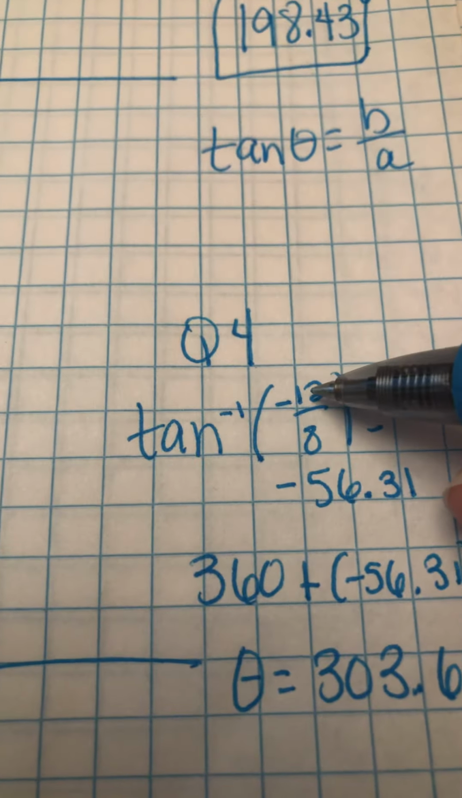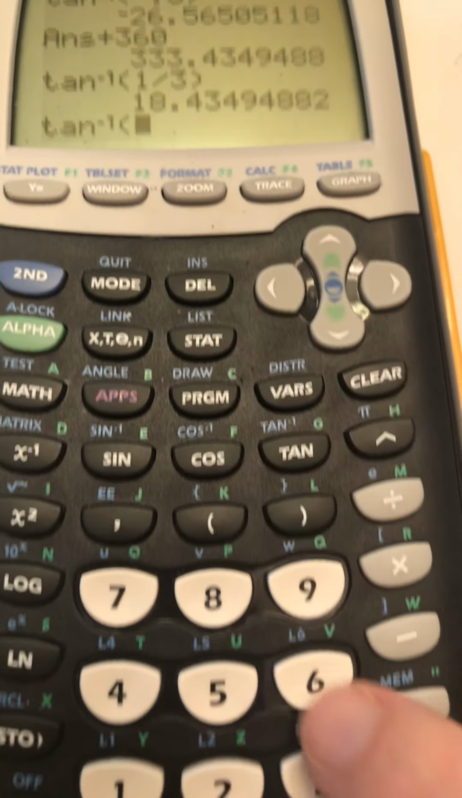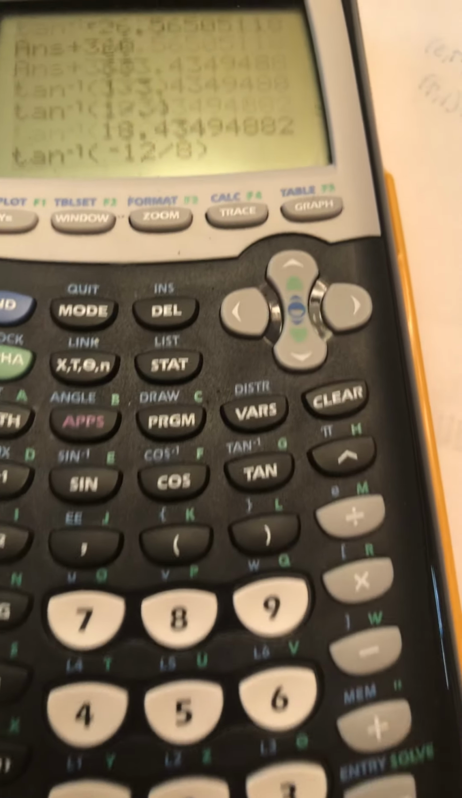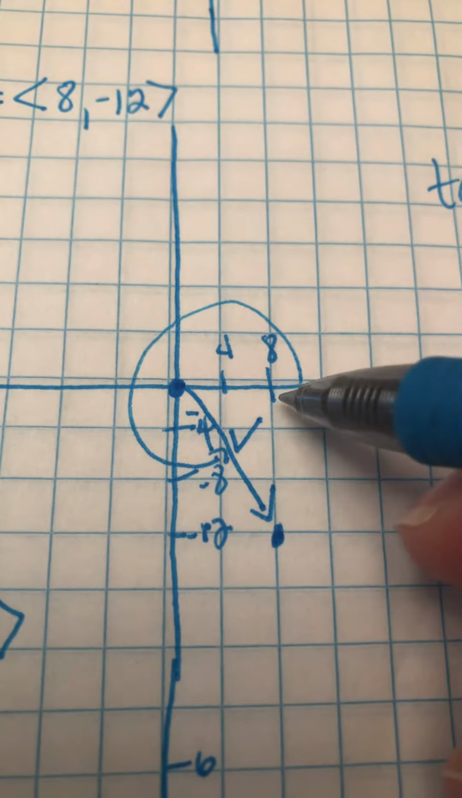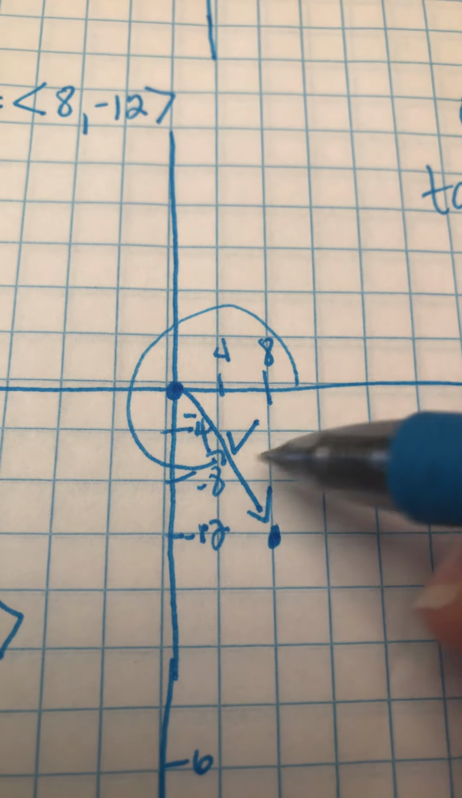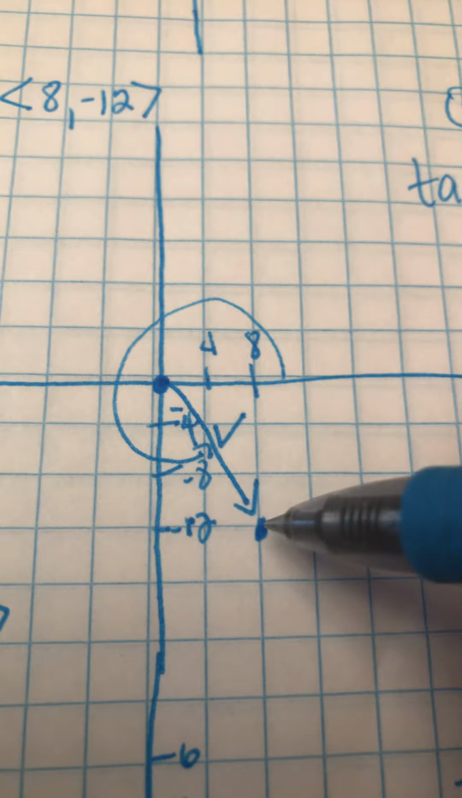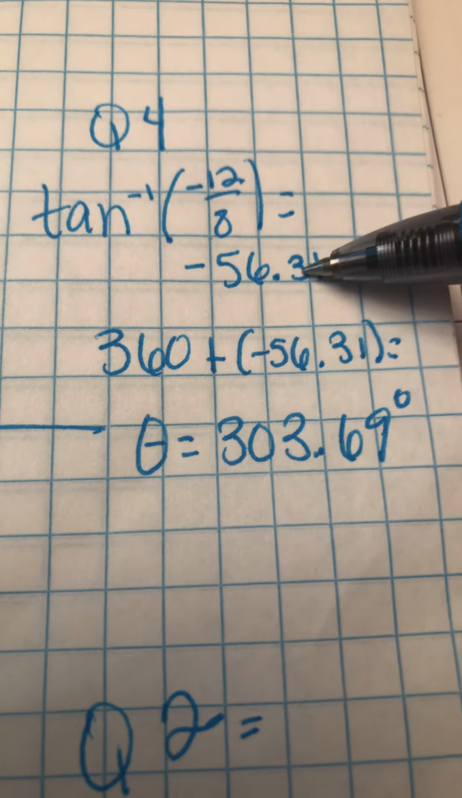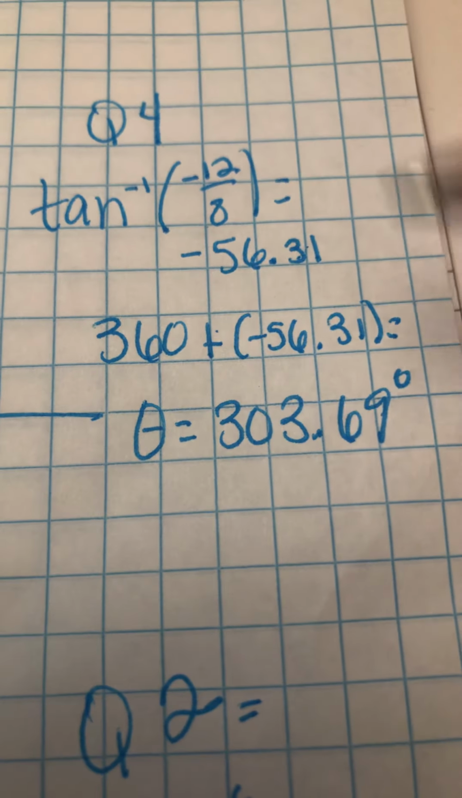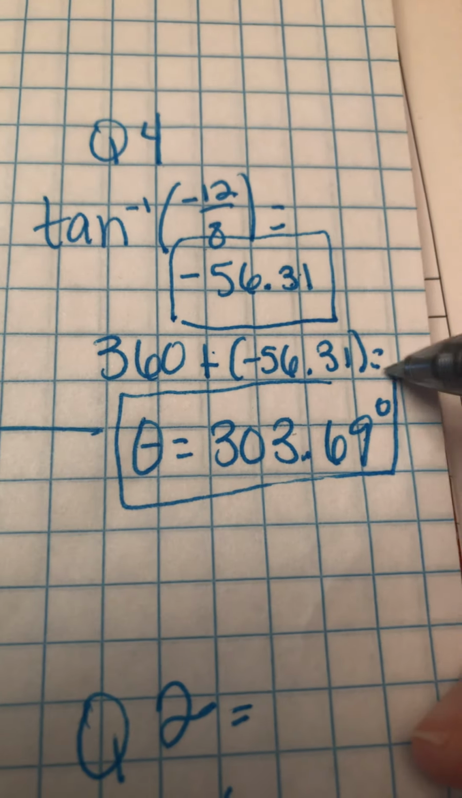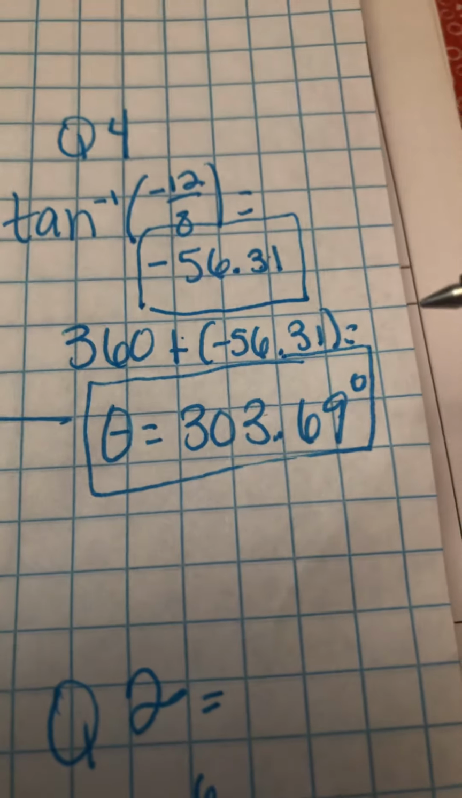Now, when I do b over a, I have -12 over 8. So when we go over here and do second tan of -12 over 8, you see we get a negative value, okay? What's that negative value about? That -56 is going in a clockwise direction instead of counterclockwise. So what we have to do when we have a terminal point in the fourth quadrant is take whatever we get, which will be a negative value, and add it to 360 degrees to change this negative angle into a positive angle. That's the only way we're going to be able to do that.